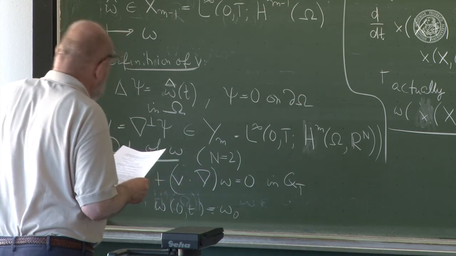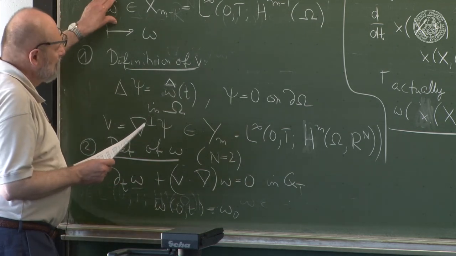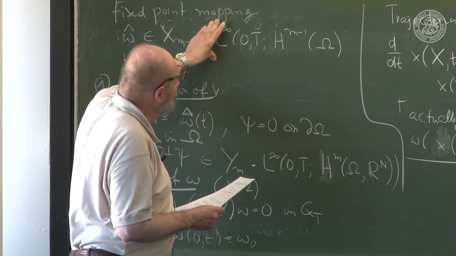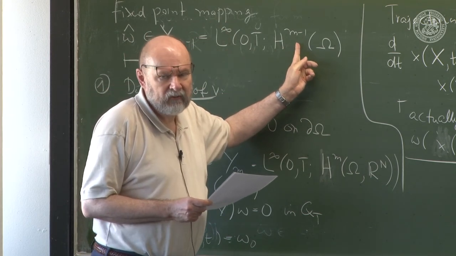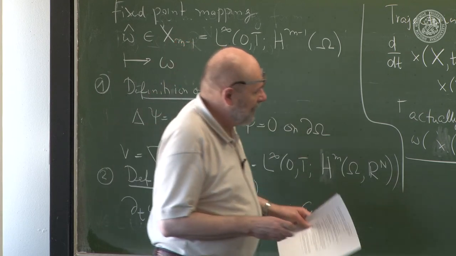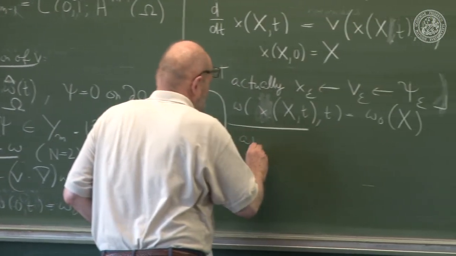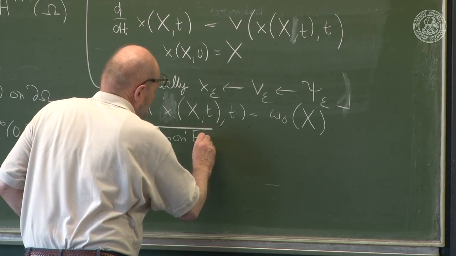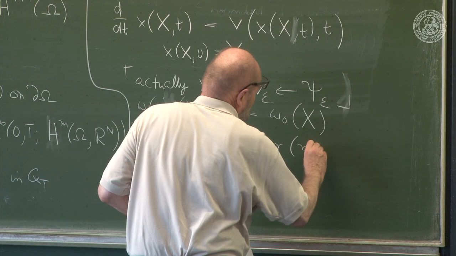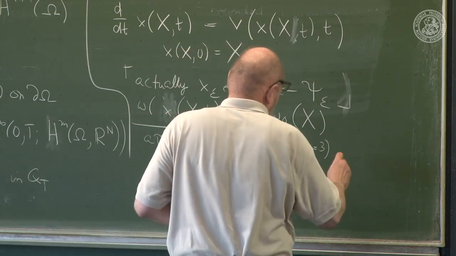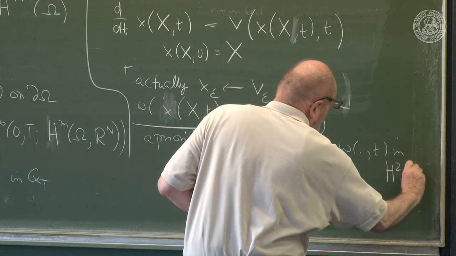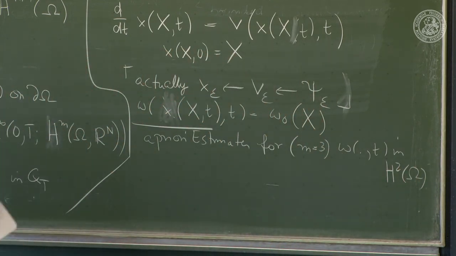So, what do we want to do? We want to estimate the W in such a norm here. Let's do it for the most simple case, for m equal to 3. But for m equal to 3, we still have an H2 norm here. So we need spatial derivatives of the W. So we need a priori estimates. This would be the case m equal to 3 for omega in H2. So we need a first and a second derivative. So what can we do?